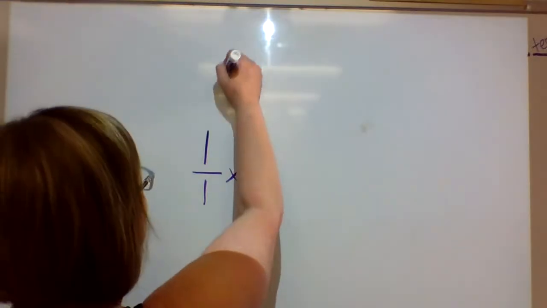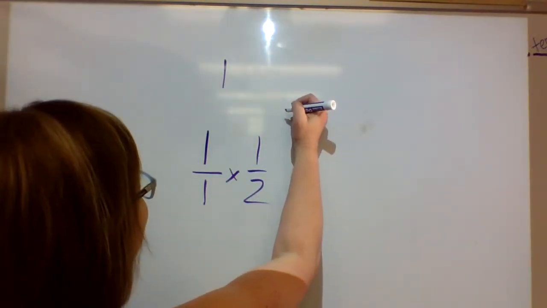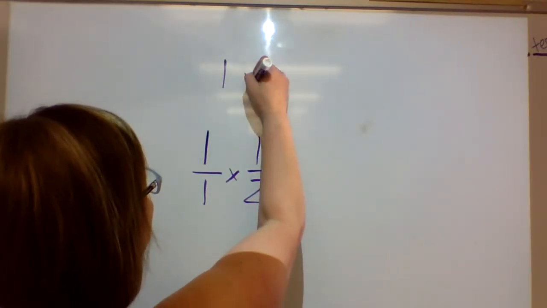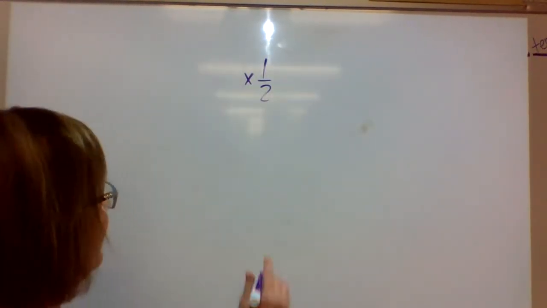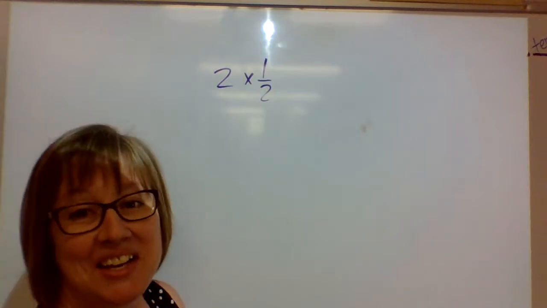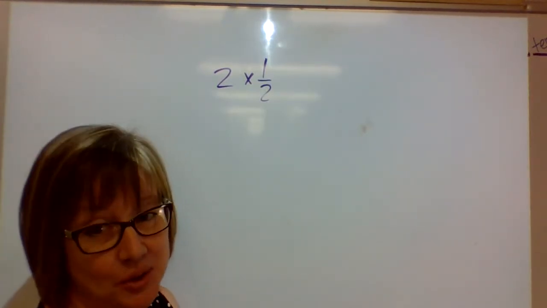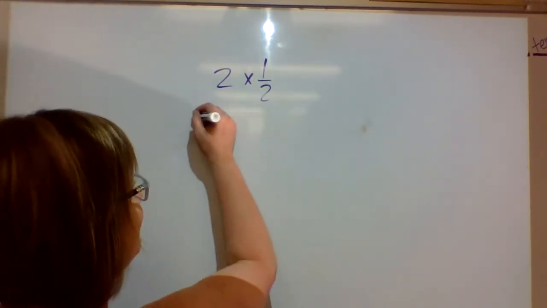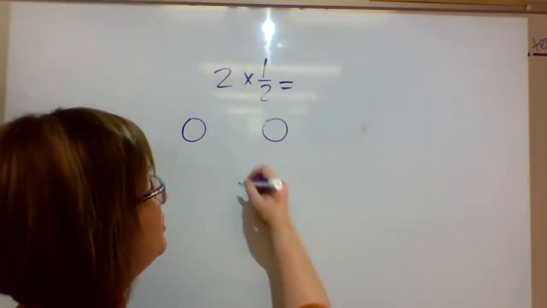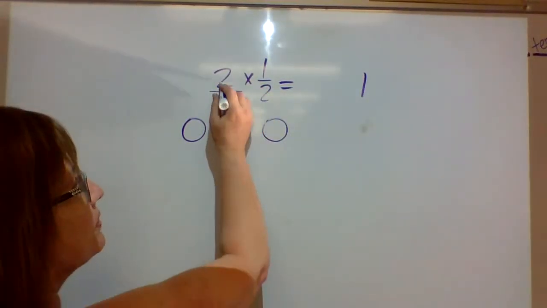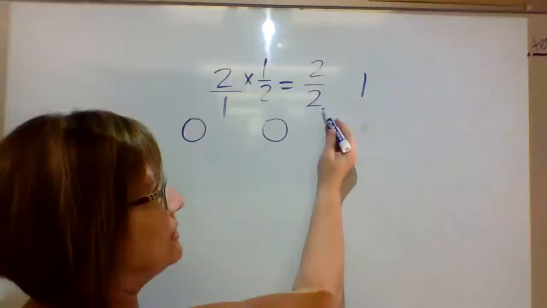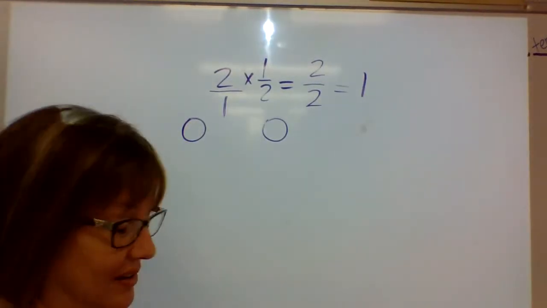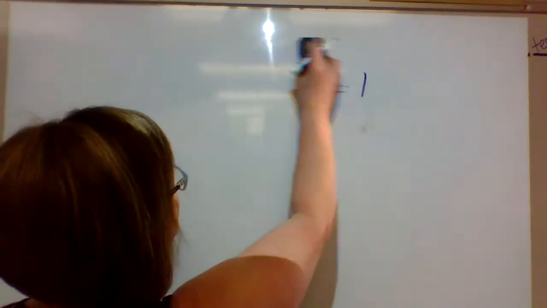Okay, if you had 1 apple and you want to know what half of the apple was, let's try an easier one. Let's try 2. Okay, if you had 2 apples and you want to know what 1/2 of 2 is, you have 1 apple here, 1 apple here, half of 2 is 1. So you put 2 over 1. 2 times 1 is 2, 1 times 2 is 2, and you have 1. Okay, so that's finding the fraction of a whole number.